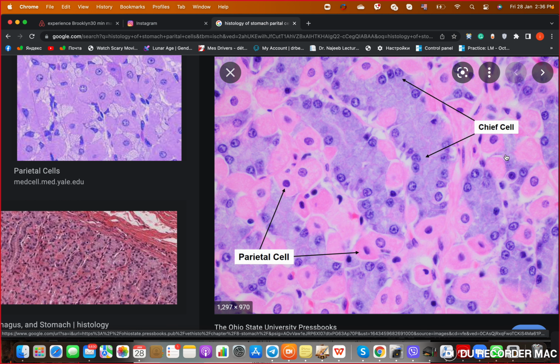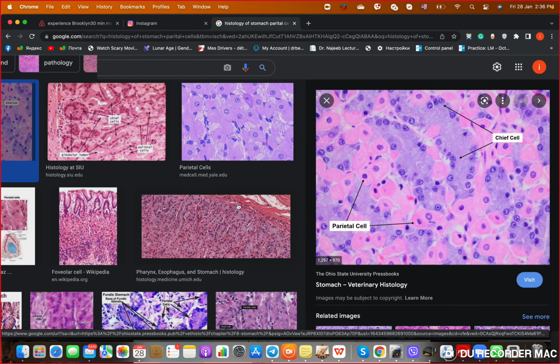So take a look at this. Can you see we have blue cells and we have pink cells? Blue cells are chief cells. Pink cells, P for pink. Okay, good.